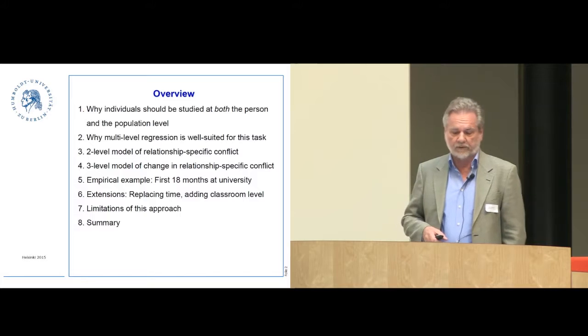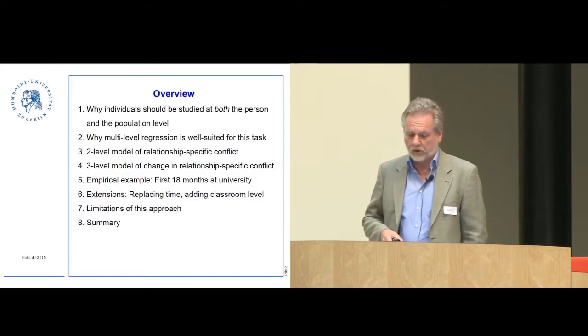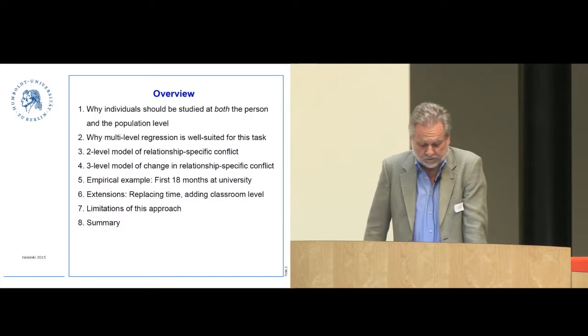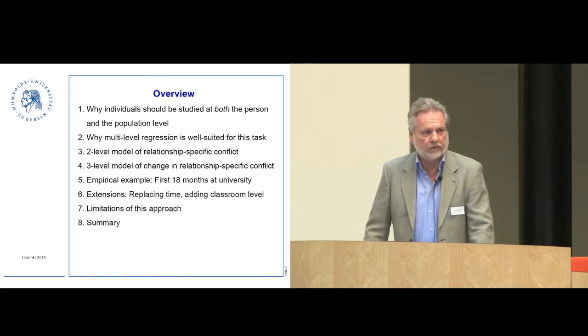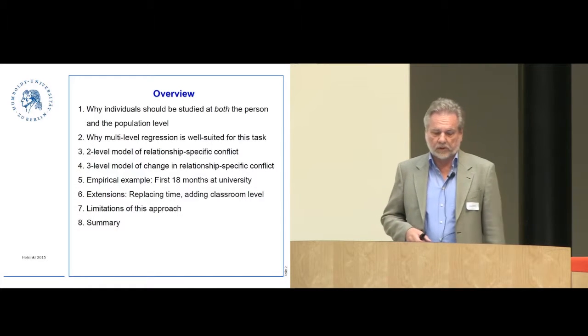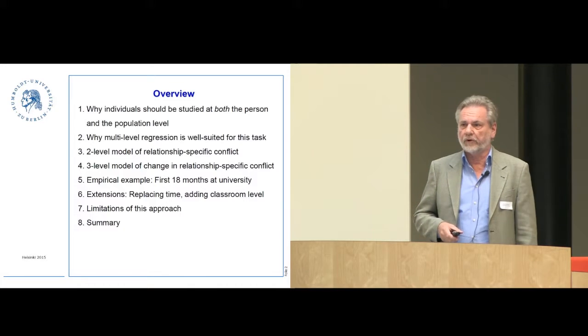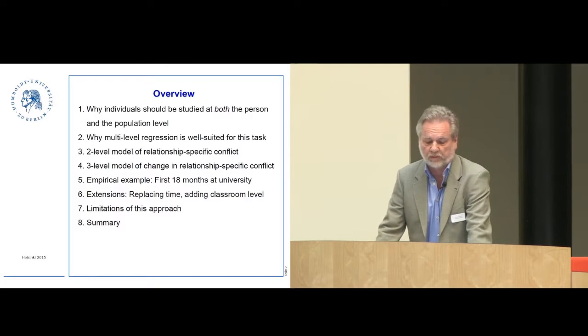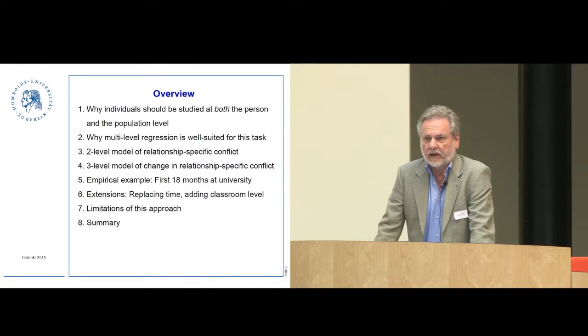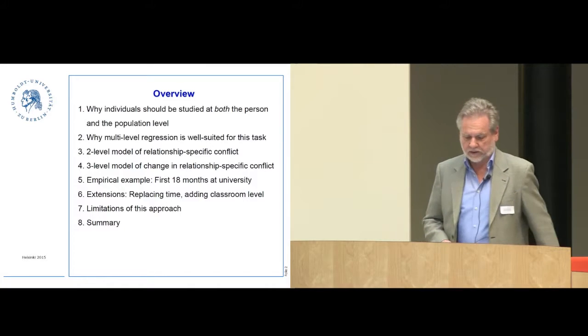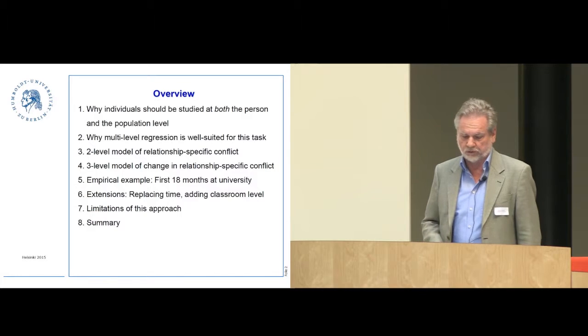I will then present a two-level model of relationship-specific conflict in university students, and then a three-level model of change in relationship-specific conflict to make the model clearer. And have an empirical example: the first 18 months at university, what happens in the relationship at the person level. Then I will extend this approach by replacing time, adding a classroom level as a fourth level, if you want an even fancier model, and briefly sketch some limitations of this approach.